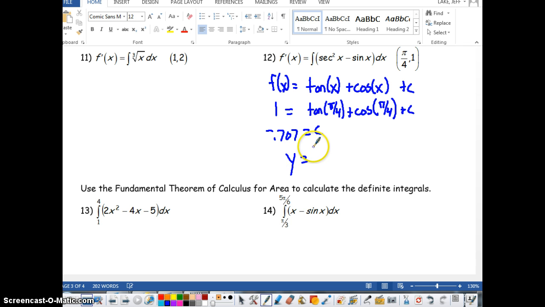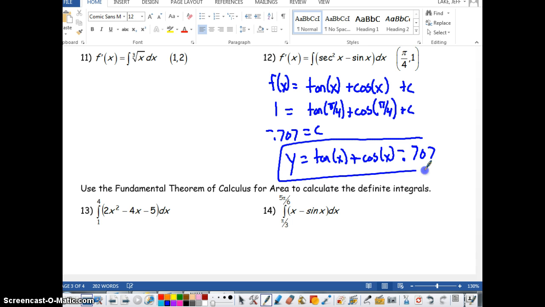So here, y is equal to tangent of x plus cosine of x plus, or I'm sorry, minus, since it was a negative, so minus 0.707. Again, you should recognize that 0.707 is root 2 over 2, so an even better answer would be, instead of the minus 0.707, minus root 2 over 2. But this is acceptable since we were rounding to 3 decimal places.